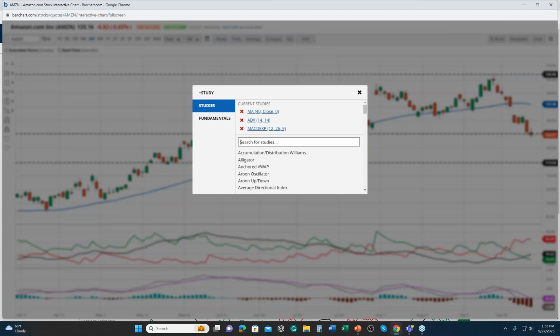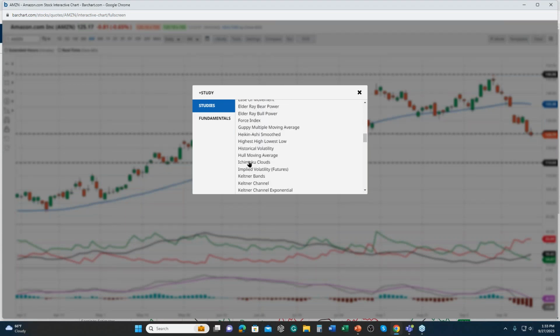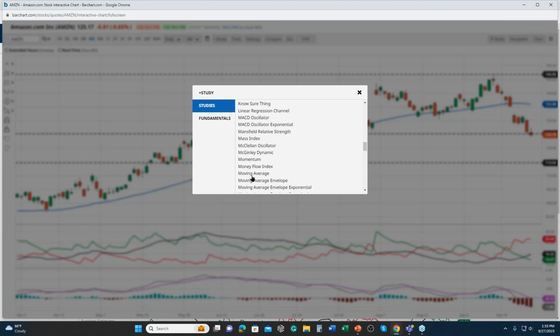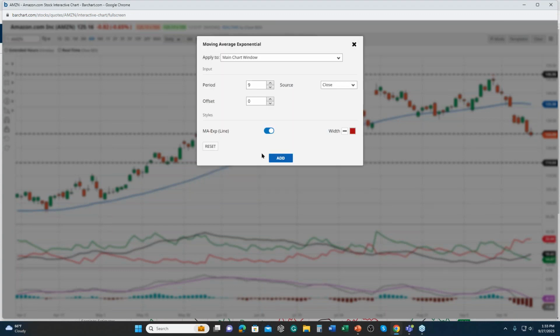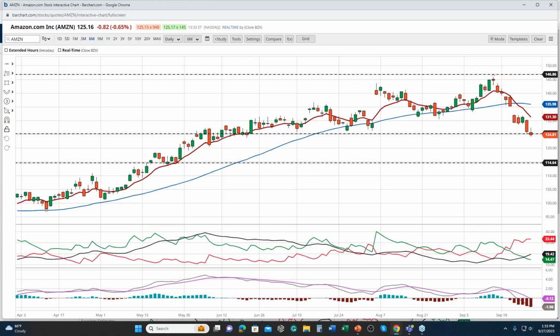So I'm going to go back in here into our moving average studies, and I'm going to go to our exponentials. And one more, there it is, exponential. And here's a 9. So let's see what that looks like. And again, this is our trend trading time frame. And what is our 9-day moving average telling us?